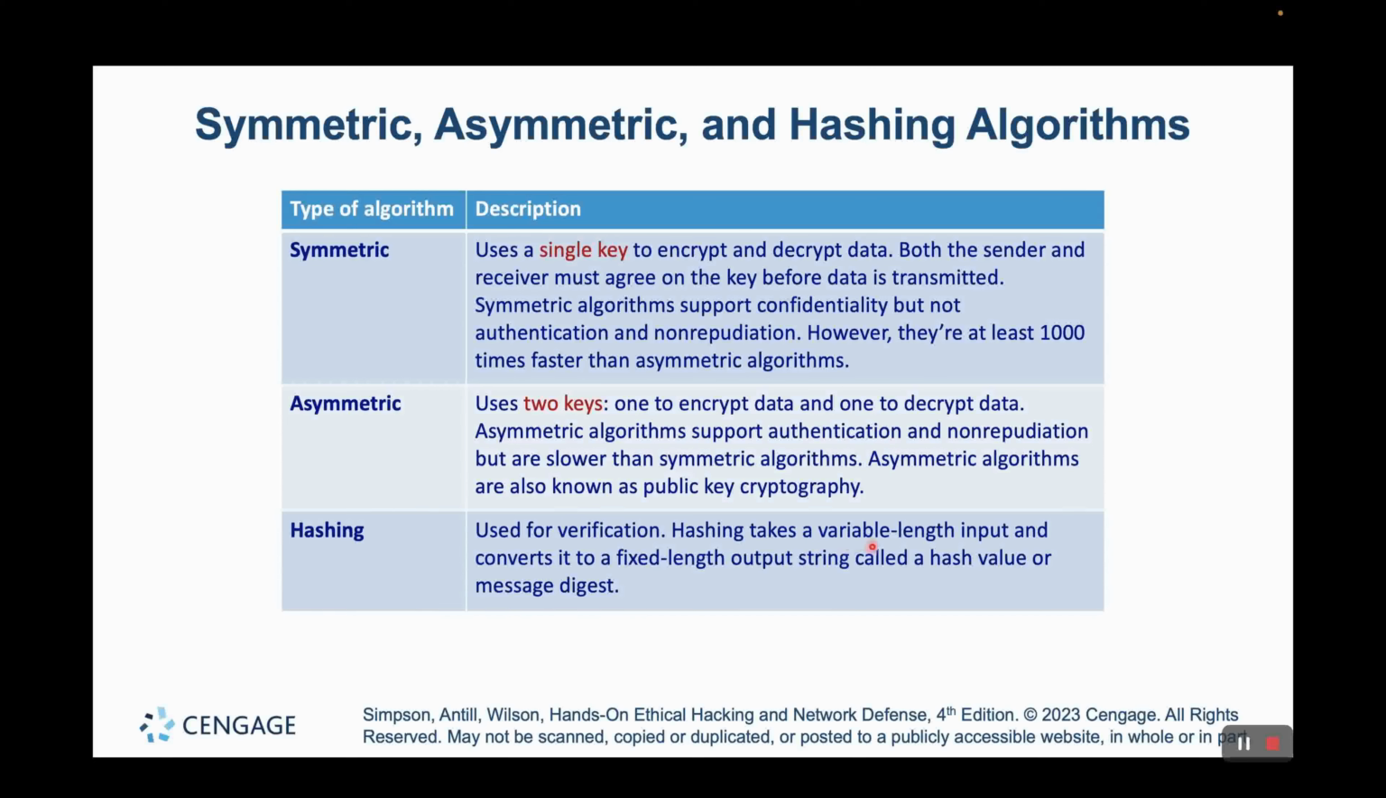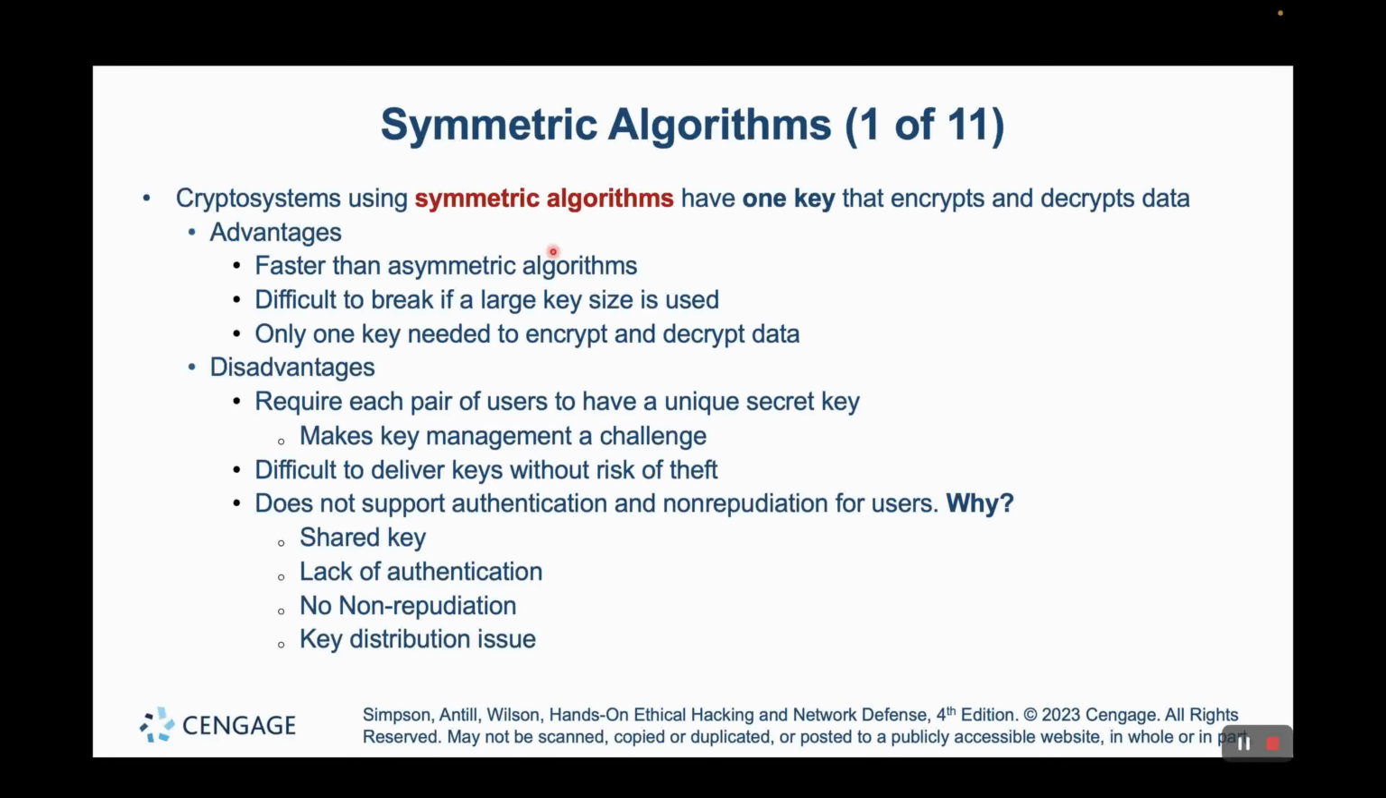Now, hashing here is used for verification. Hashing takes a variable length input and converts this input into a fixed length output string. They call it a hash value or message digest. Now, the fixed length output size depends on the type of hashing algorithm being used, which is something we will discuss in the future.